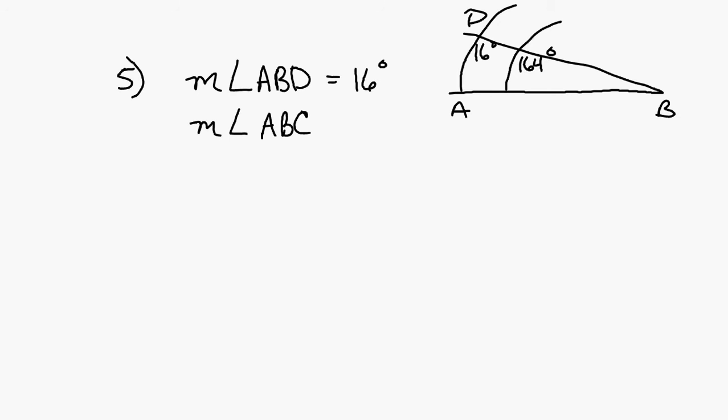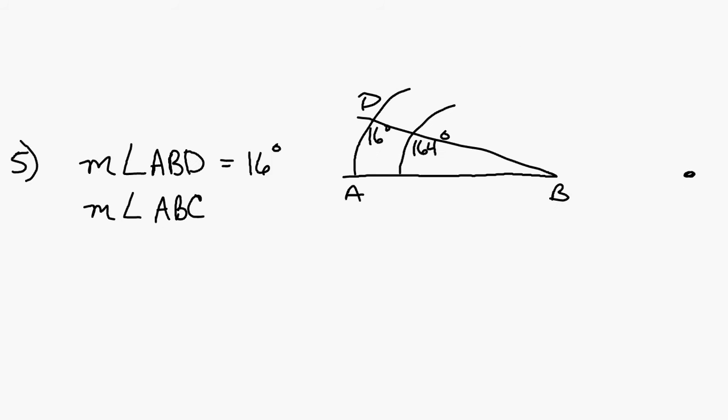Angle ABC. Point C is over here, and this is a horizontal line, isn't it? So what's the measure of a horizontal line? 180, good. So ABD is acute, and the measure of angle ABC is 180, and that's a straight angle.